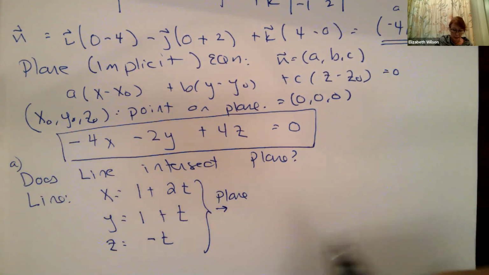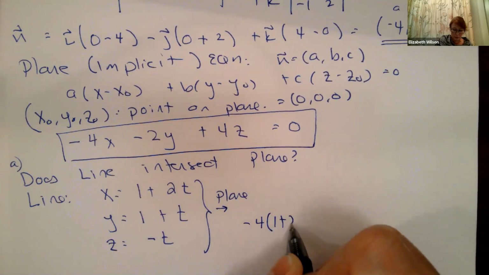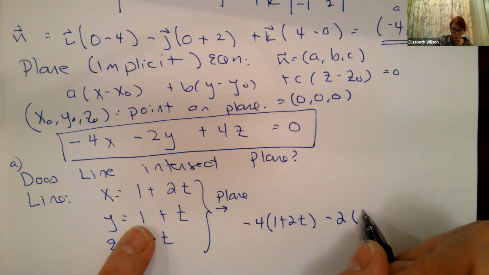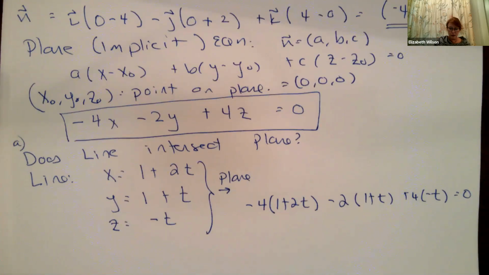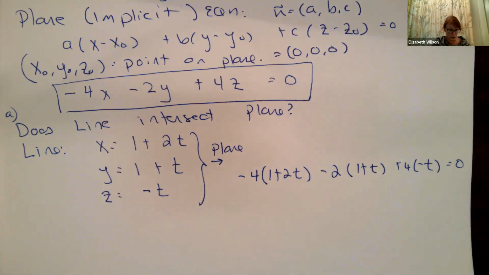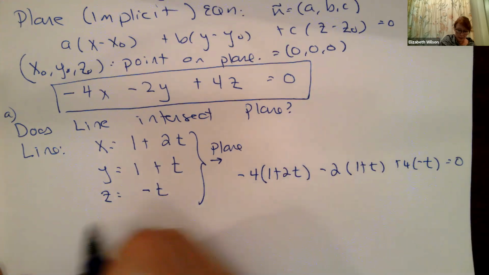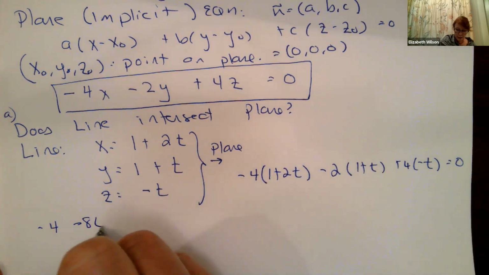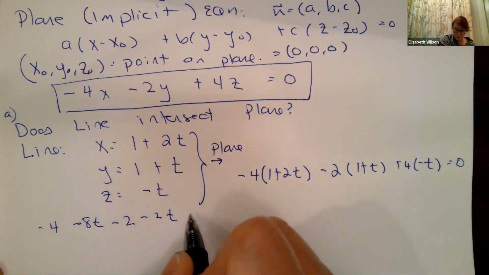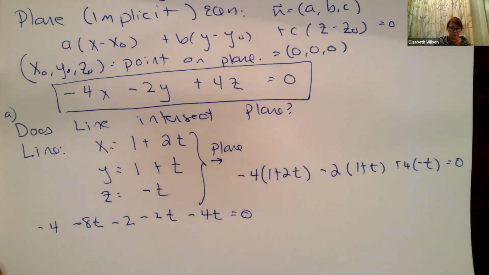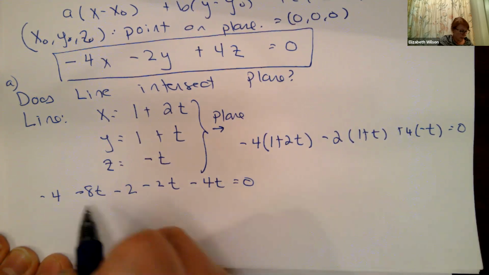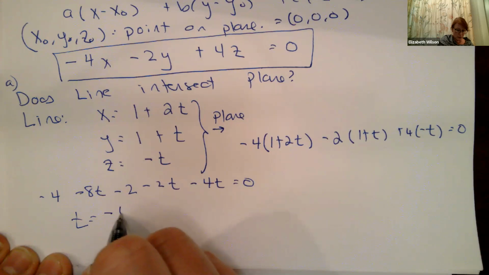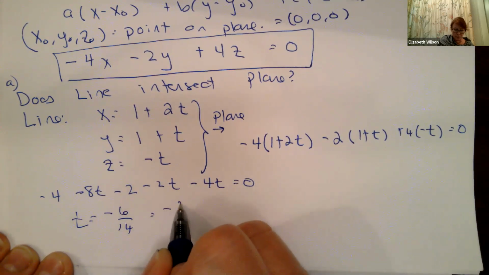When I do that, I'm going to get -4 times (1 plus 2t) minus 2 times (1 plus t) plus 4 times (-t) equals 0. I distribute out all of these terms and combine like terms. I'm going to get -4 - 8t - 2 - 2t - 4t equals 0. Once I combine like terms and solve, I'm going to get t equals -6/14, which I'm going to simplify to -3/7.